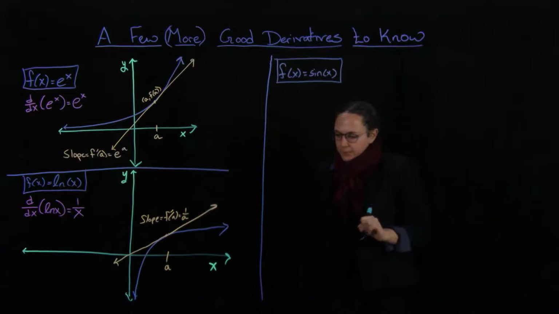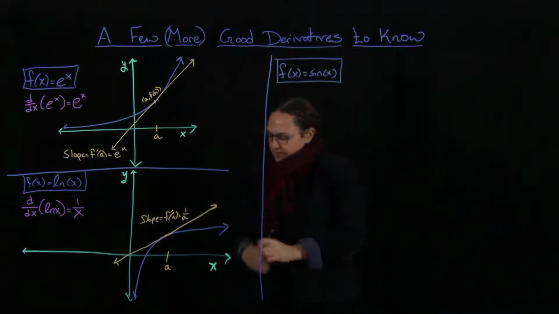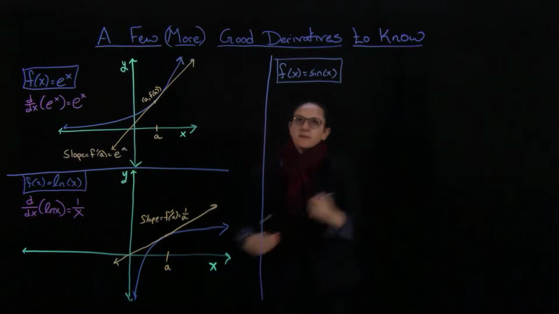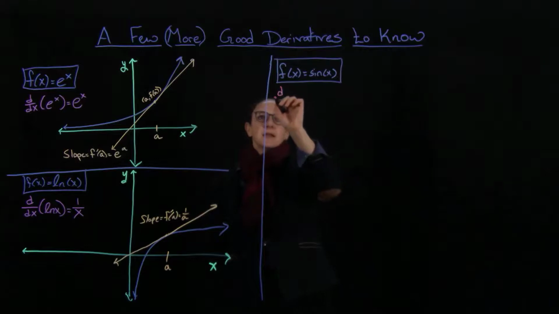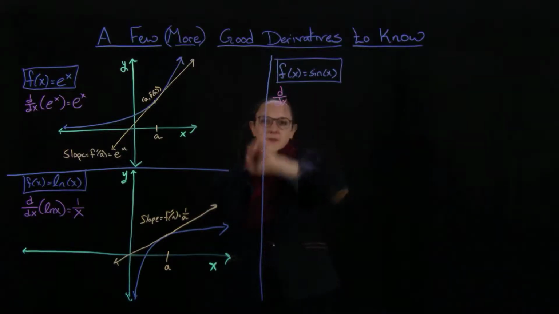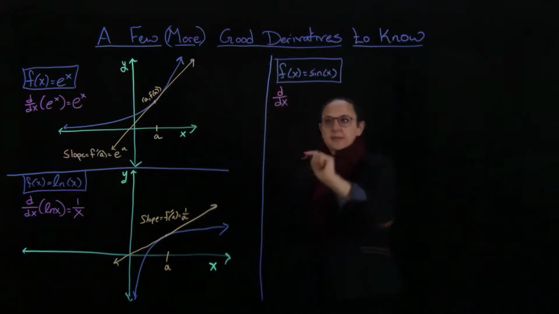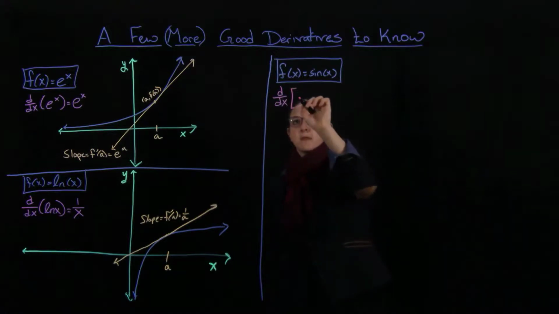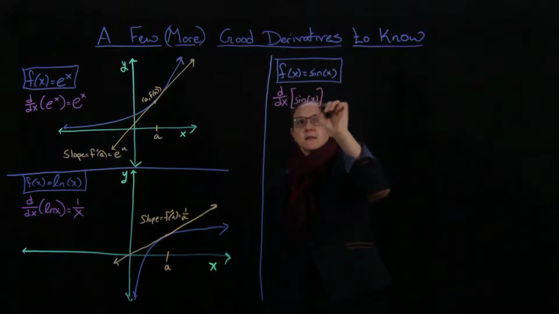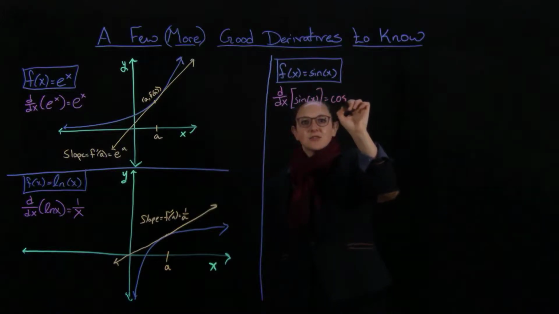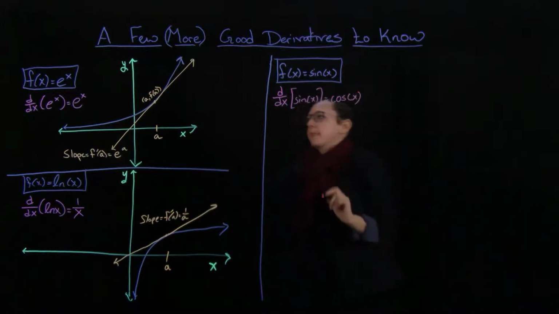Okay, and I'll draw it for you in a minute, but I'm going to tell you first what its derivative is. So if I take d dx, the derivative with respect to x, as we get into dealing with multiple variables, it's good to keep track of that. So the derivative of sine of x is going to equal cosine of x, which is another function I'm going to draw for you in a moment.